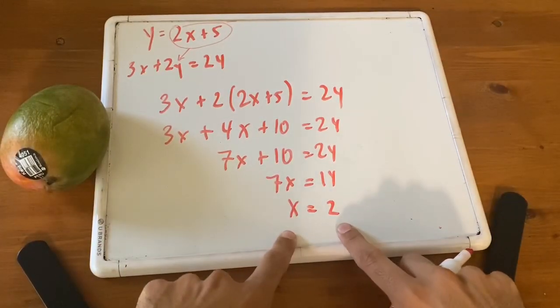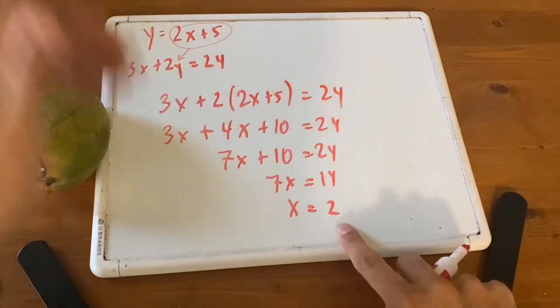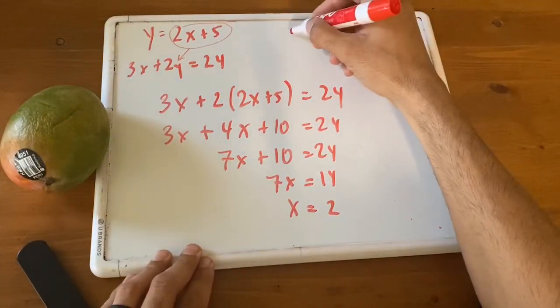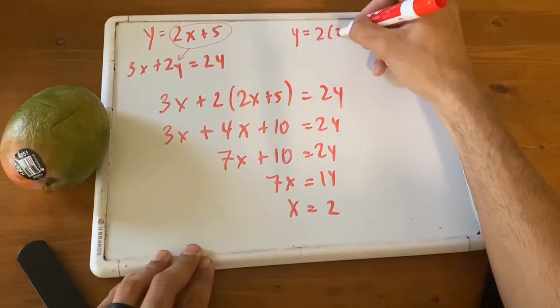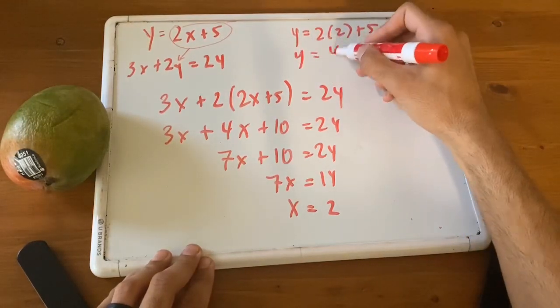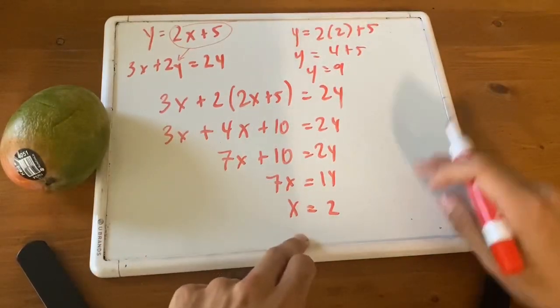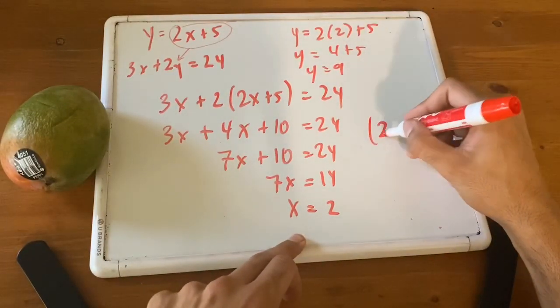Now that I have x is equal to 2, I can go ahead and plug that into either one of the equations, whichever makes it easier. I plug it into the first one, giving me y is equal to 2 times 2 plus 5, meaning that y is 4 plus 5. Combine those, y is equal to 9. Now I know that x is 2, y is 9. That's the point on the coordinate system where the graphs intersect.